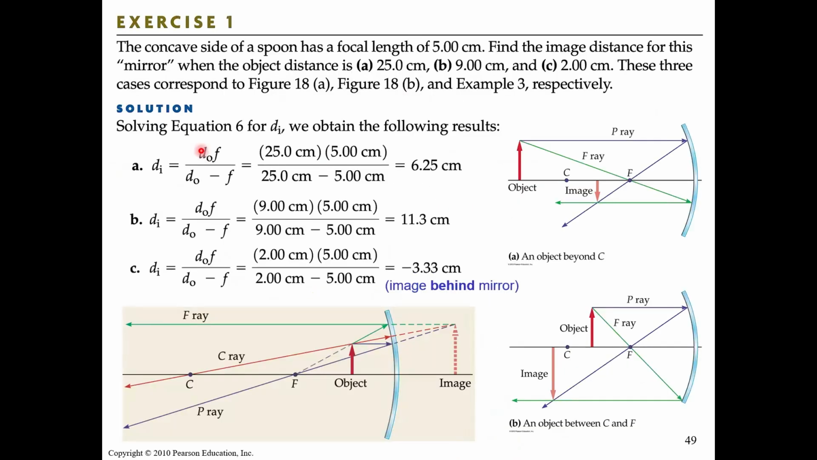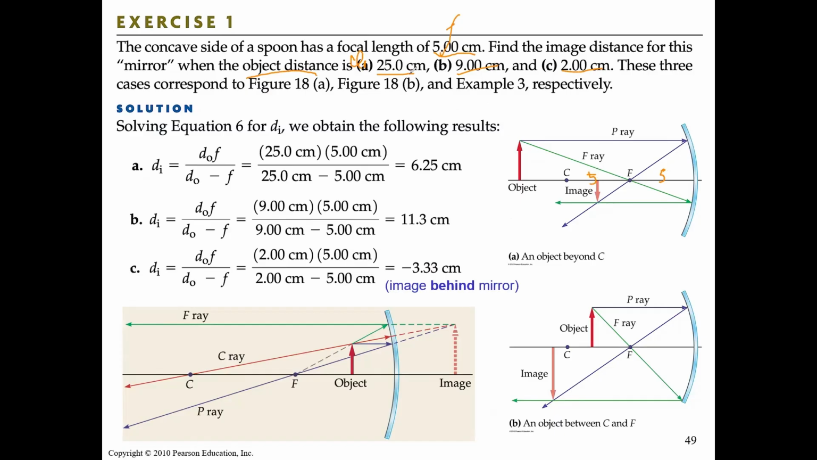Okay, so we can do some exercise in here. So this is a concave mirror in here. We know the focal length is 5, right? Focal length is 5. This is f. And we were given different object distance, dO. Okay, so d sub o could be 25, 9, or 2. Okay, so the focal length is 5, and the distance between C and F is also 5.